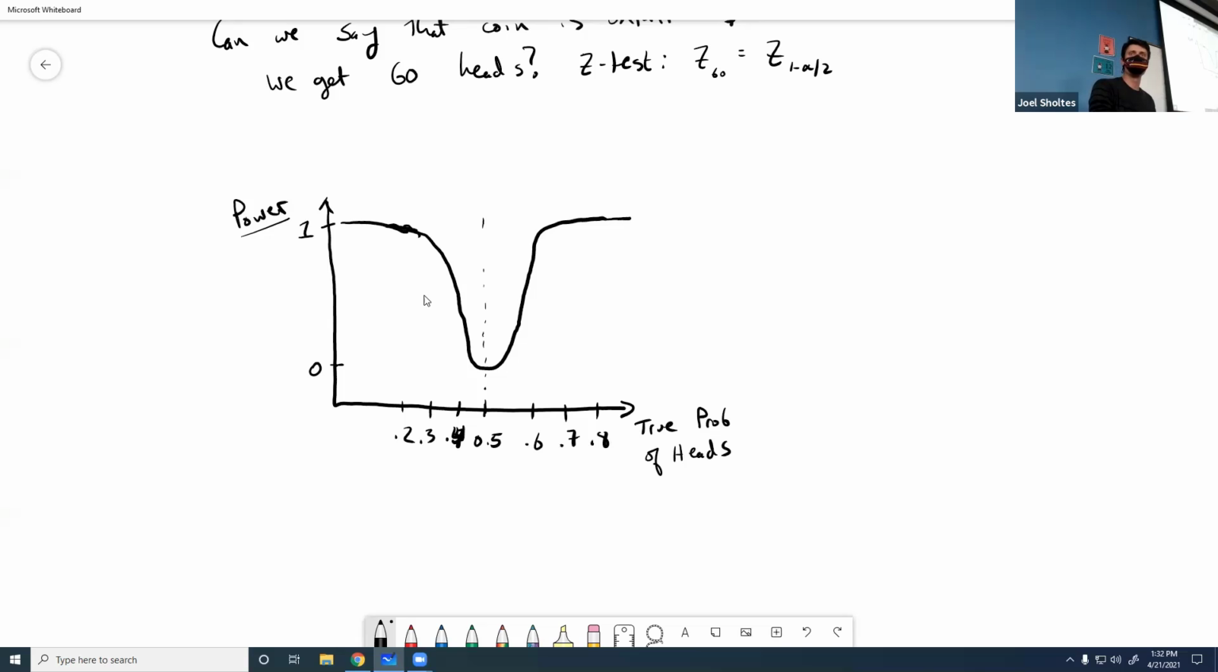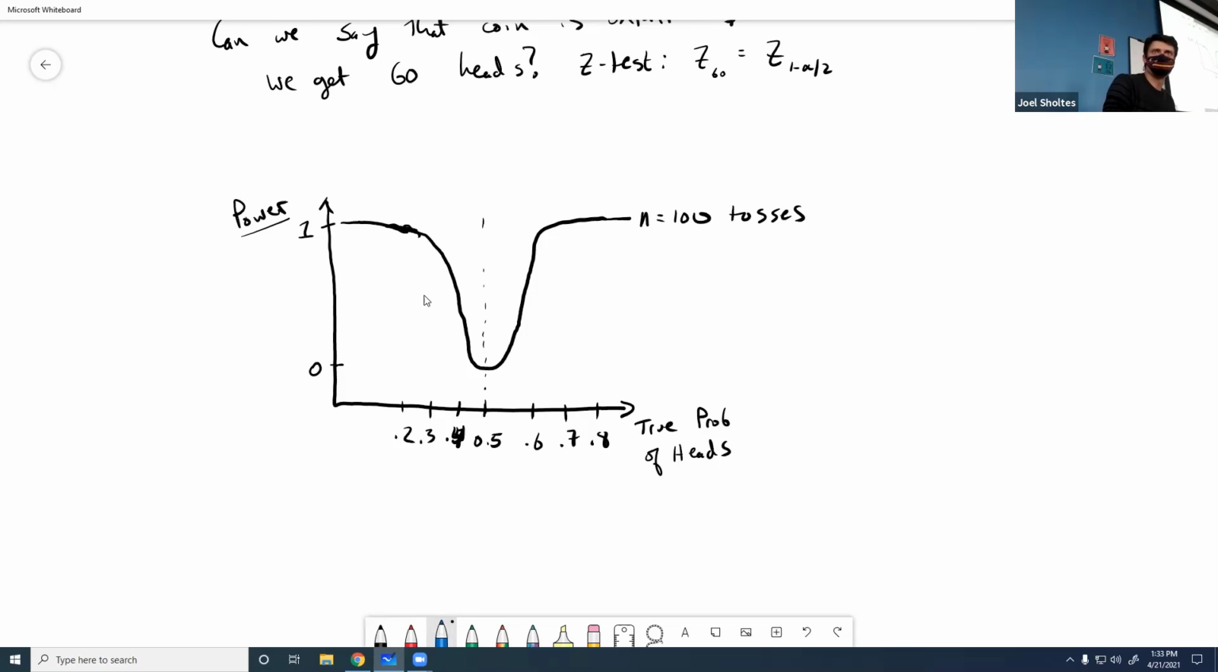And then the farther away we get from the null hypothesis, so over here we have a really unfair coin, right? It's 80% of the time we're getting heads. Over here we have a really unfair coin, we're only getting heads 20% of the time. And so of course our power increases because the true effect size is actually really big. And so say this is for 100 tosses.